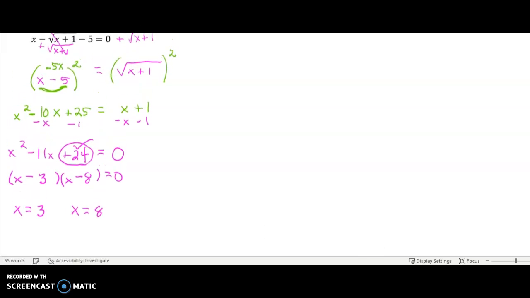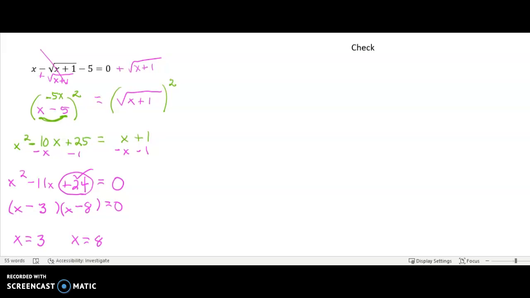Remember, before we're completely finished, we'll go back to the original problem. We plug into the original problem and check our answers. So let's check 3 first. We plug in 3 for the x's. We have 3 minus the square root of 3 plus 1 minus 5 should equal 0.